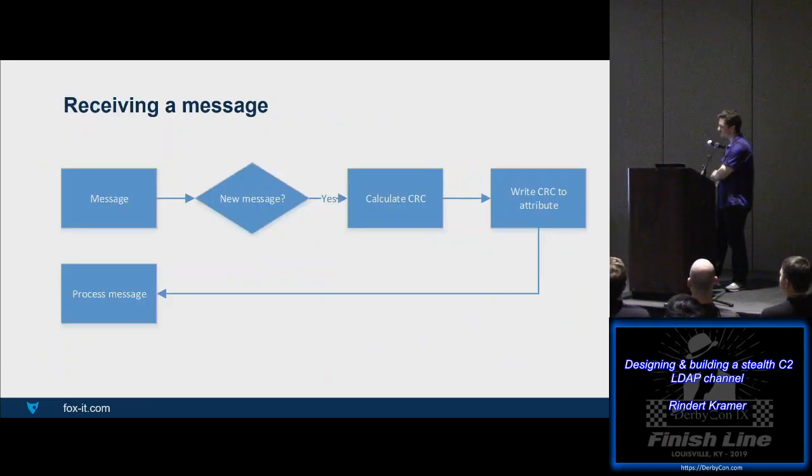The process on the receiving end is much simpler. After a new message has been received, the CRC is calculated and written to the CRC attribute, after which the message is processed by the receiving end.